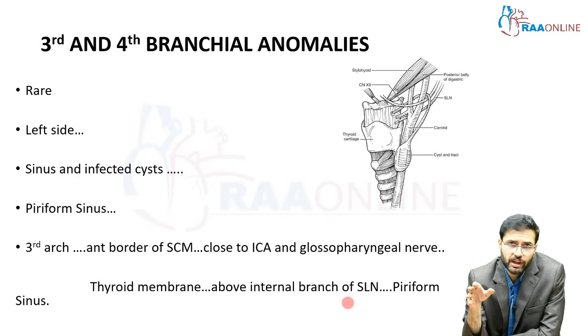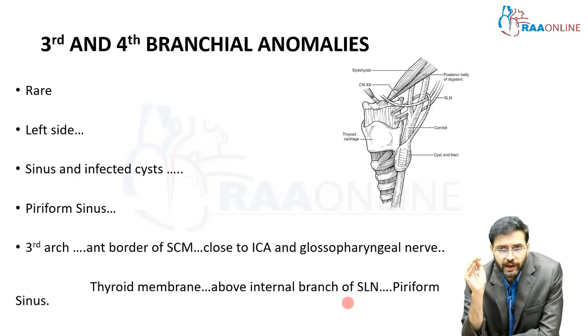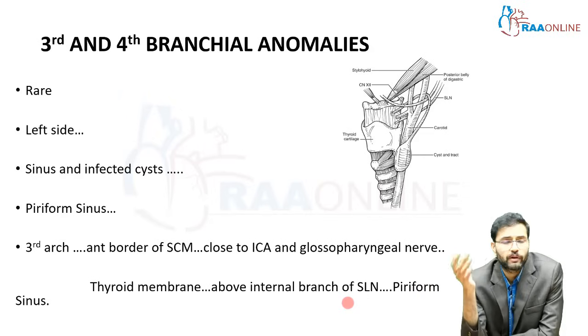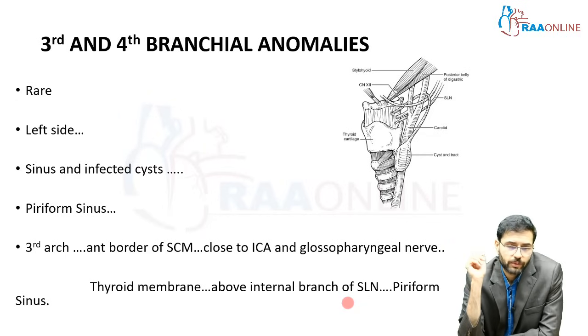They pass close to the internal carotid artery and glossopharyngeal nerve, penetrate the thyrohyoid membrane above the internal branch of the superior laryngeal nerve, that is towards the upper pole of the thyroid, very closely related to the upper pole of the ipsilateral thyroid lobe, and then it enters into the pyriform sinus. Okay, so this is a third pharyngeal arch fistula.